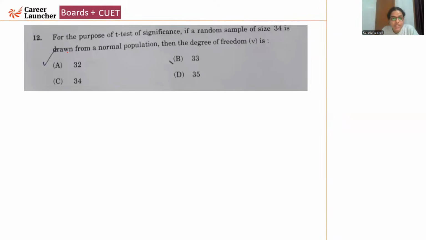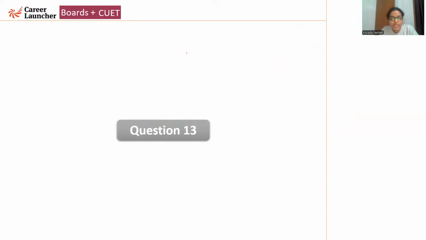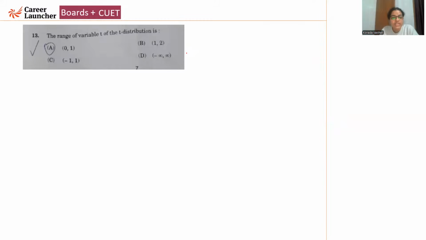Question number 12 is, for the purpose of t-test of significance, if the size is given out to be 34, so the value of n is 34, and we know this formula to calculate the degree of freedom, you simply subtract 1 from it. So you will get 33 as the answer, which is option number B. Now, question number 13 is, the range of variable t of the t distribution is basically minus infinity to infinity. So option D is going to be correct for this one.